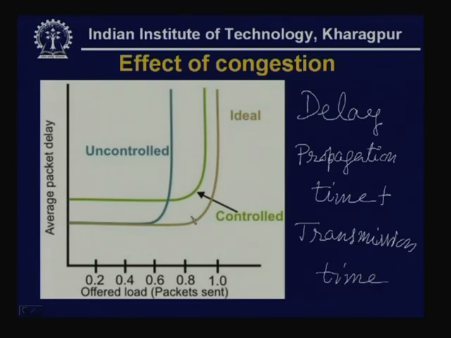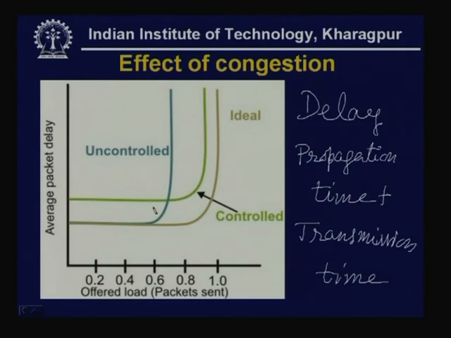However, whenever congestion occurs, whenever the traffic is more than the capacity of the network, delay will increase because packets will be buffered, and this happens at around 0.8 or so. Now, in the uncontrolled case, as you can see, delay can be very high compared to the ideal situation. On the other hand, by using control, although the overall delay increases, the network can sustain a very high offered load compared to the uncontrolled situation.